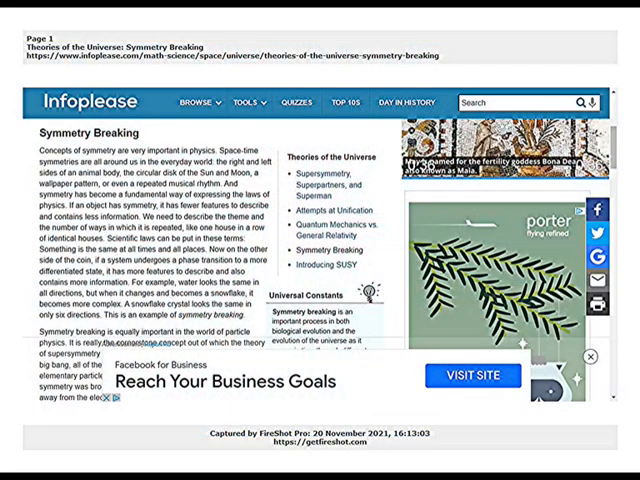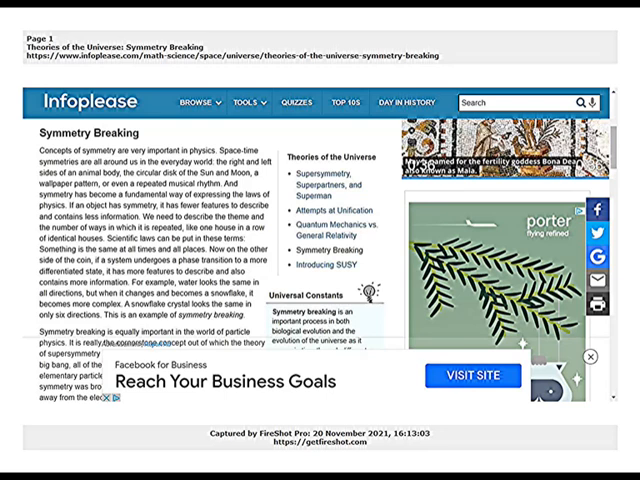Spacetime symmetries are all around us in the everyday world: the right and left sides of an animal body, the circular disk of the sun and moon, a wallpaper pattern, or even a repeated musical rhythm. And symmetry has become a fundamental way of expressing the laws of physics. Symmetry breaking is an important process in both biological evolution and the evolution of the universe as it moves in time through different eras. Wherever structure becomes more complex, symmetry, or at least the original symmetry, is lost.